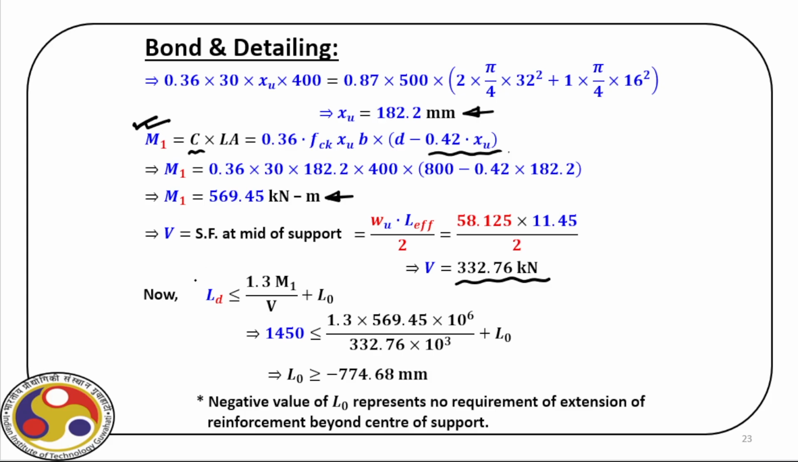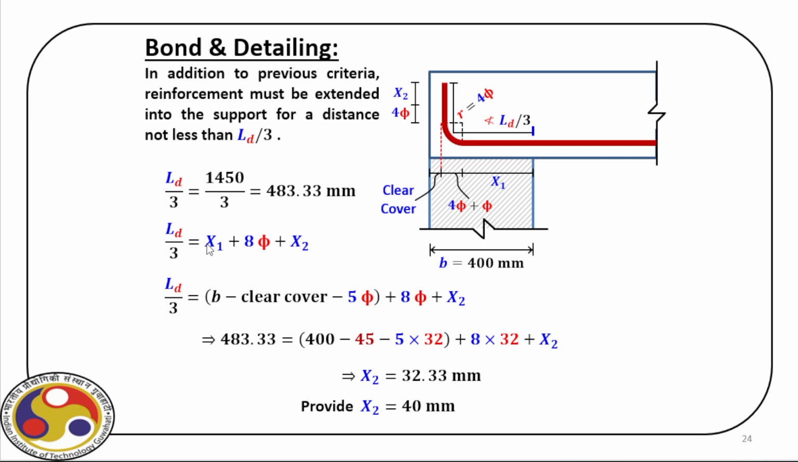Now if you use this expression, LD should be less than 1.3 M1 by V plus L0, which I have already explained. So what we have to provide is L0 is minus 774.68 millimeter. Now this negative value of L0 represents no requirement of extension of reinforcement beyond the center of support, because this is negative. If it is positive, that is the value of extension that we have to provide.